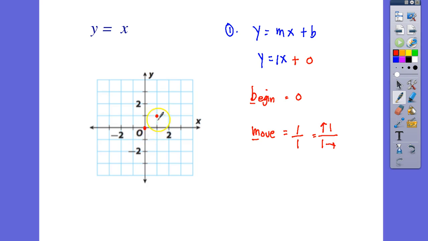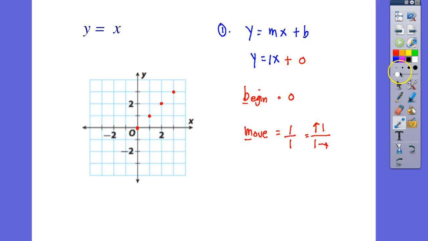Technically, you really only need 2 points to graph a line, but to be more precise, you can add another point by applying your slope. You can go up 1, 1 to the right. Up 1, 1 to the right. Okay? And then once you have those points, you're just going to connect the points.